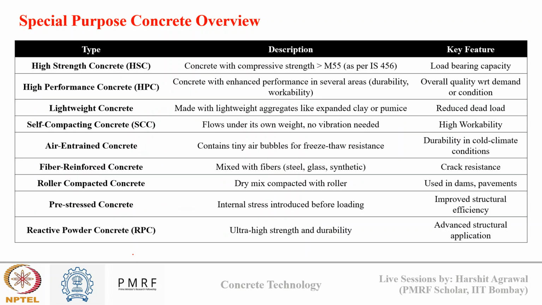So this table gives an overview of some of the common categories of special purpose concrete, how they are described and what their key features are. There is high strength concrete, high performance concrete, lightweight concrete, self compacting concrete, air entrained concrete, fiber reinforced concrete, roller compacted concrete, pre stressed concrete, and reactive powder concrete. At the end of today's session, you can revisit this table again, as it will provide an entire summary of whatever we are discussing today. Most of these listed types we will be discussing today.